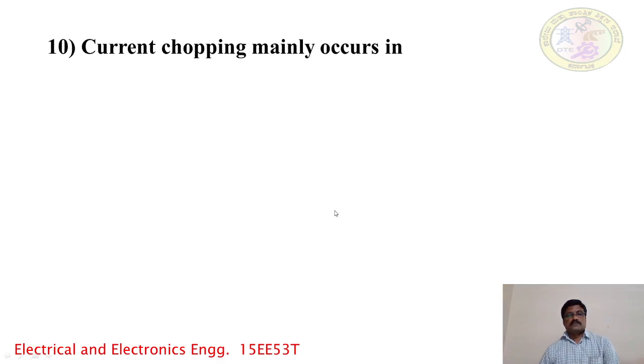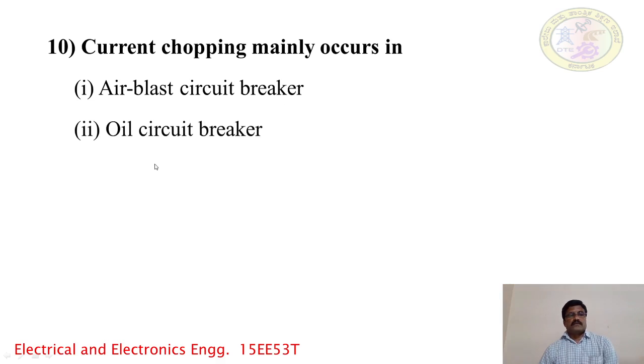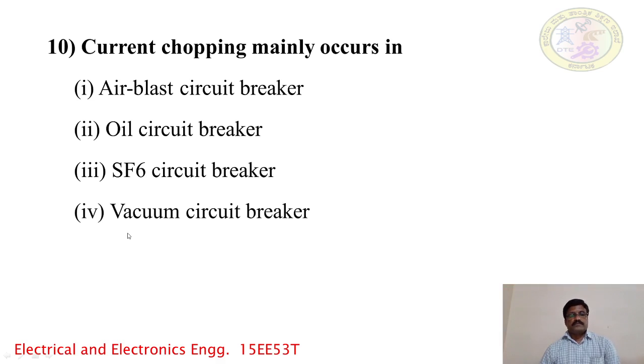The last multiple choice question is: current chopping mainly occurs in. The options are: air blast circuit breaker, second one oil circuit breaker, third one SF6 circuit breaker, and last one vacuum circuit breaker.